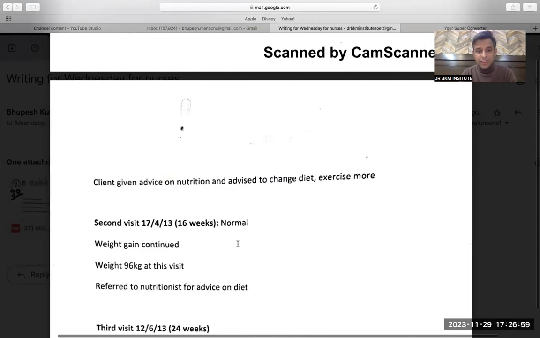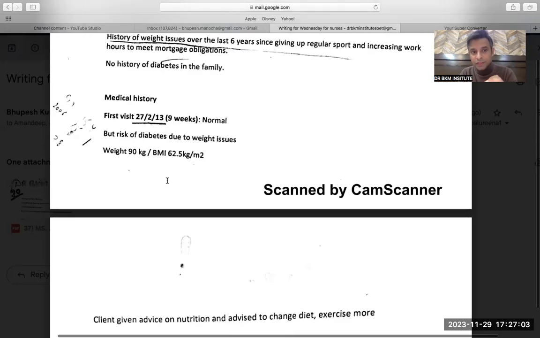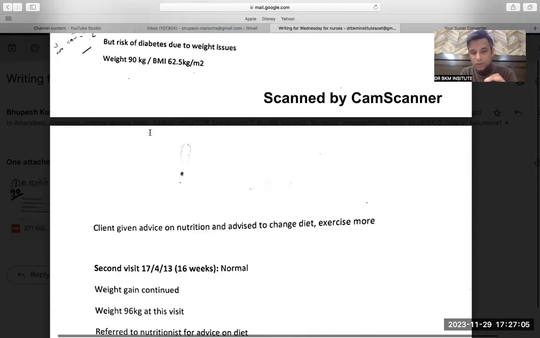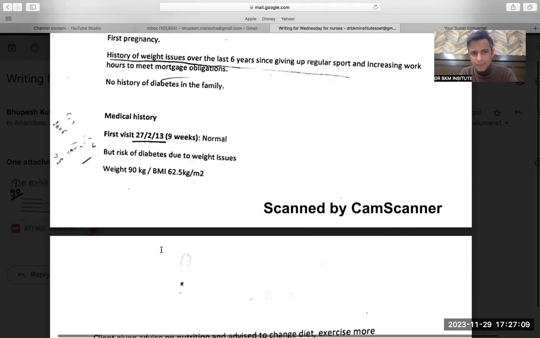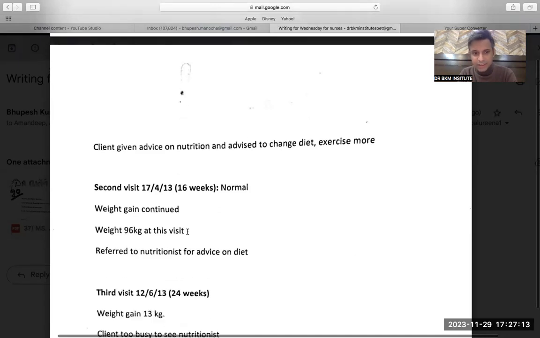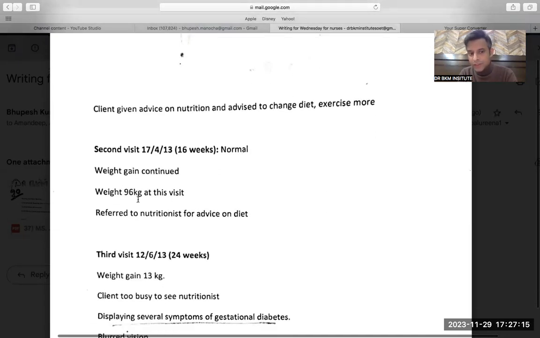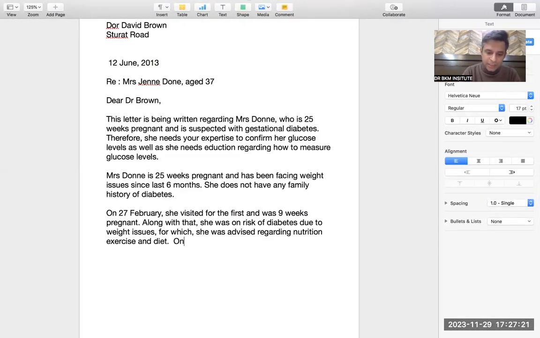Now let's check out the next date. Second visit, 17th 4th. So she visited on 27th. So that means almost after 1 month and 20 days, she visited again. Now she is 16 weeks pregnant. Weight gain continued. Weight was 96 kgs, referred to the nutritionist. So now again you can save the data.